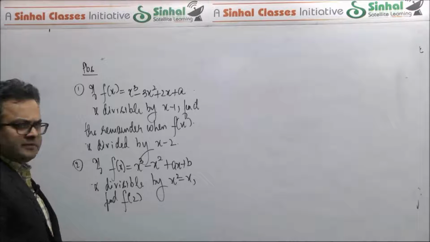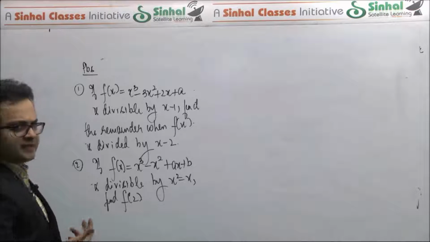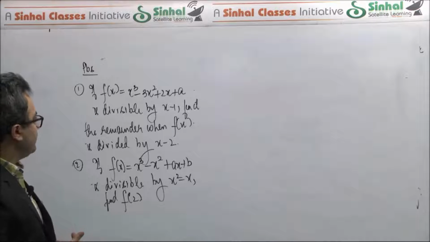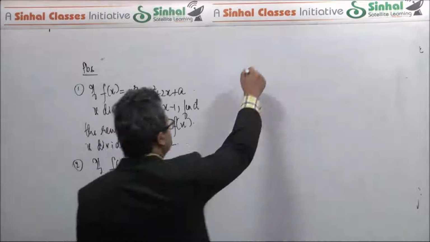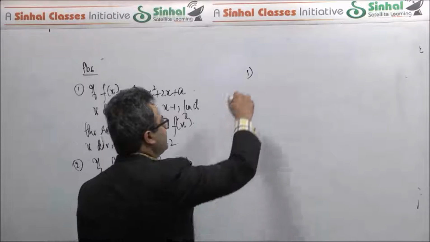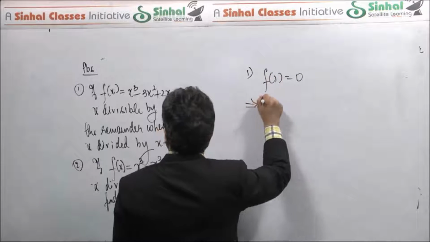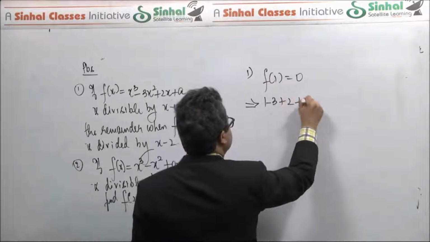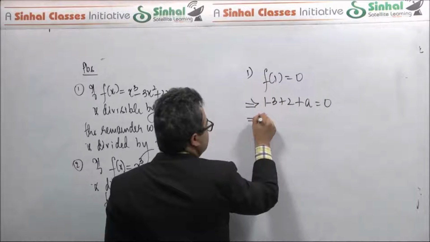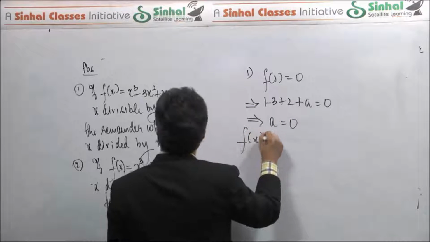Right, so both these problems are from the CCP. In the first question, the first thing that we'll have to figure out is the value of a. So for the first question, the first thing that we'll say is that since f of x is divisible by x minus 1, f of 1 must be 0. So imposing that condition gives us the value of a. So in fact a turns out to be 0.